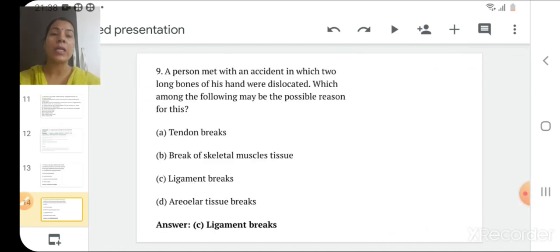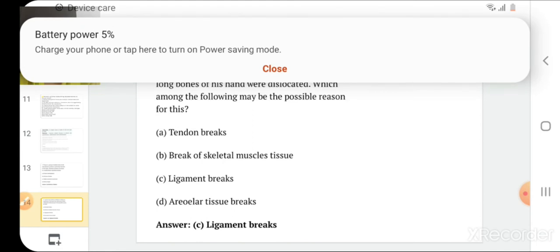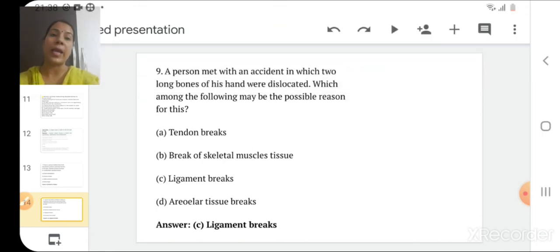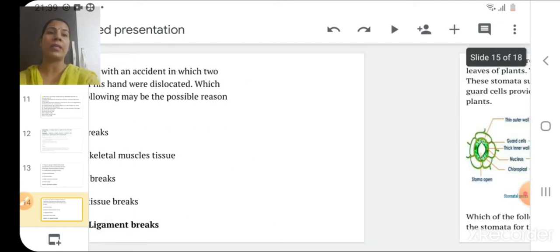Now one more question. A person met with an accident in which 2 long bones of his hand were dislocated. Which among the following may be the possible reason for this? The first one is tendon break. Second one is break of skeletal muscle tissues, then ligament break, and areolar tissue break. And here the answer is ligament break, because you know that ligament connects bone to bone and tendon connects bone to muscle. So you should not have any doubt here also.